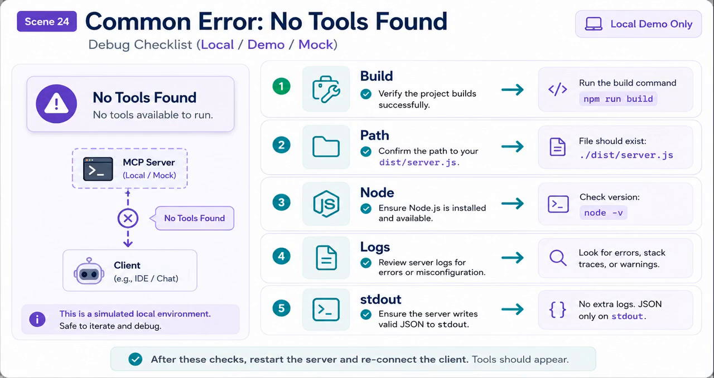From there, the next practical step is common error, no tools found. No tools found usually means the server did not start or did not register tools. Check that npm run build created dist/server.js. Check that mcp.json points to the right file. Check that Node is available from Cursor's environment. Check MCP logs for startup errors. Avoid writing normal logs to stdout in stdio servers. Stdout is reserved for MCP protocol messages.